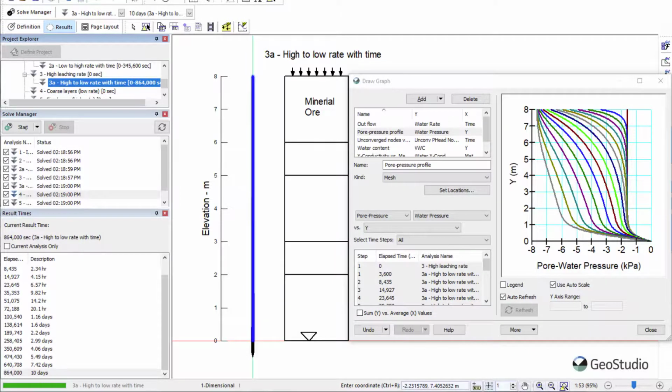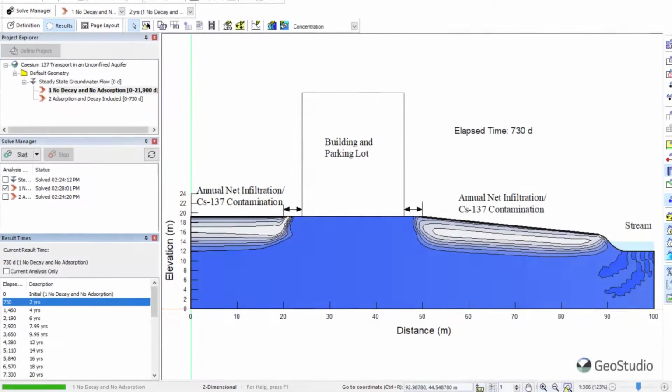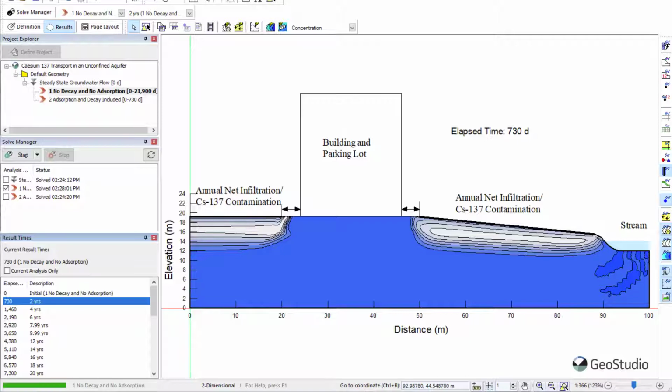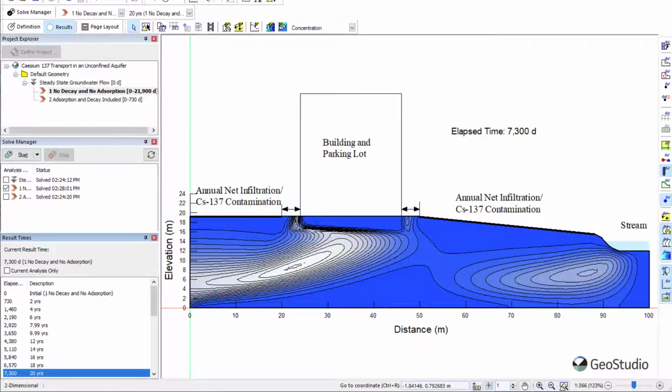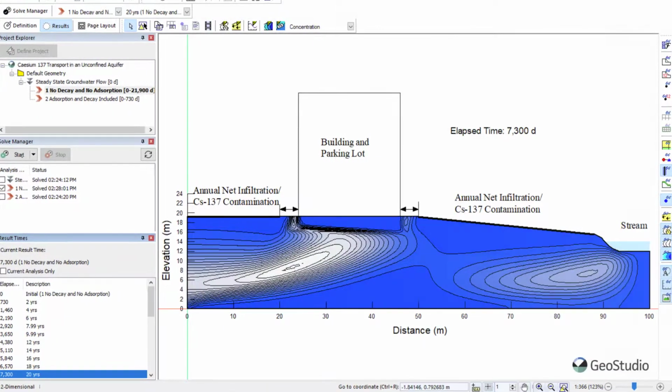The second example I will show you today uses SEEPW and CTrendW to analyze the transport of cesium-137 into an unconfined aquifer. It is assumed that a building and parking lot covers a portion of the ground surface of this domain, limiting the area for infiltration and cesium-137 fallout from an illustrative nuclear weapon testing exercise circa the 1950s. Two transient analyses are considered to compare the simulation with and without the effect of decay and adsorption on the contaminant transport in the subsurface. The cesium-137 fallout at the ground surface was assumed to be a finite source that infiltrates into the subsurface with the assumed annual groundwater recharge.